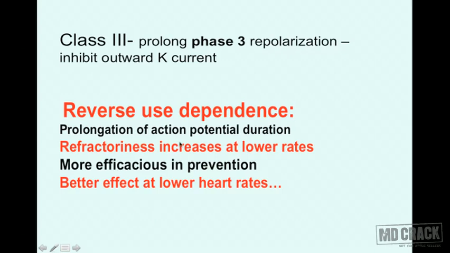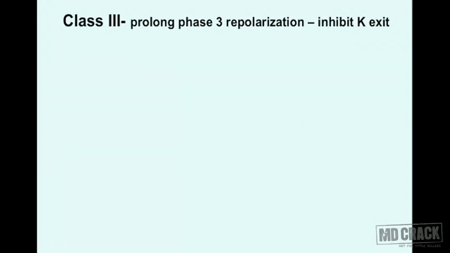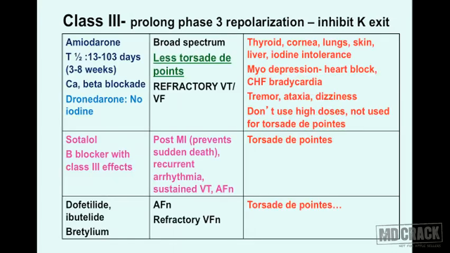These drugs produce prolongation of action potential duration, and they are more efficacious in prevention of arrhythmias rather than treating the arrhythmias. And the characteristic thing which was said about class 3 is these drugs are arrhythmogenic, and they are likely to produce Torsades de pointes arrhythmia associated with prolongation of QT interval. So I've written class 3, prolong phase 3 repolarization, inhibit potassium exit.